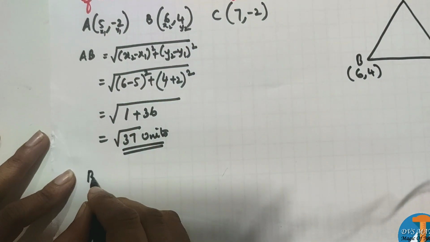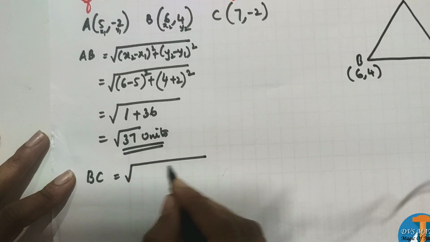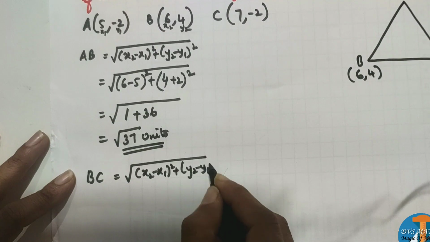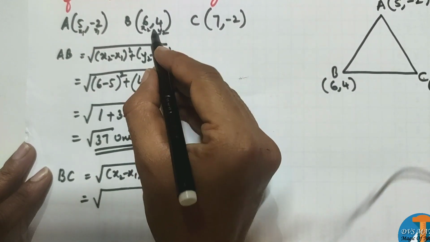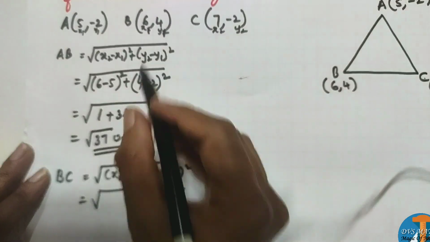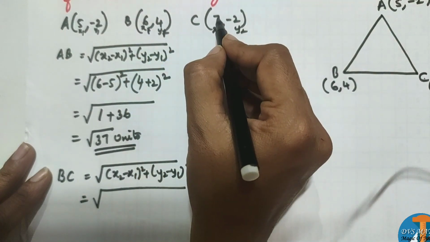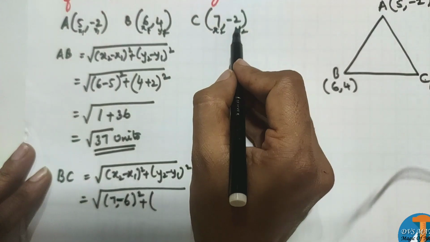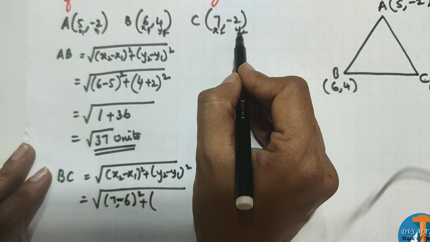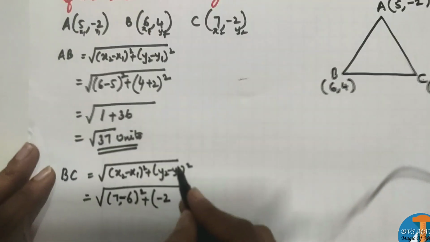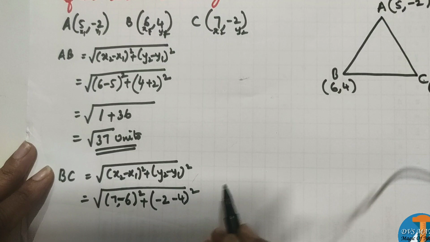BC ಫೈಂಡ್ ಔಟ್ ಮಾಡೋಣ. B and C. Again, what is the formula? The same, you have to write x2 minus x1 whole square, y2 minus y1 whole square. BC ಅಂತ ಬಂದರೆ ಇದು x1, ಇದು y1, ಇದು x2, ಇದು y2 ಆಗುತ್ತೆ. ಓಕೆ, ಈಗ ನೋಡ್ಕೊಂಡು ಬರೋಣ. x2 minus x1, 7 minus 6 whole square, plus y2 minus y1, y2 minus y1 ಅಂದರೆ -2, ಆಲ್ರೆಡಿ ಮೈನಸ್ ಈಕ್ವೇಶನ್ ಅಲ್ಲಿ ಇದೆ. ಸೊ -4 whole square.